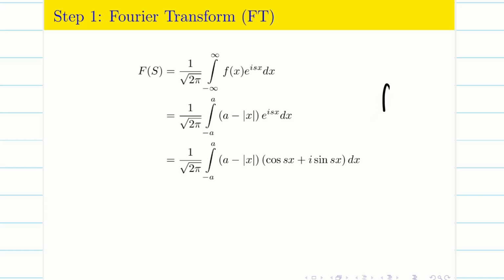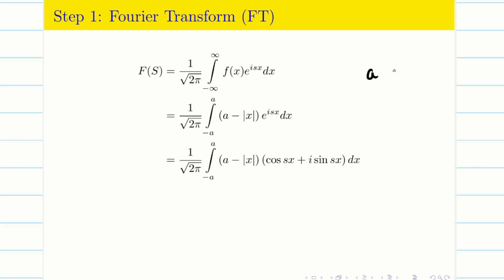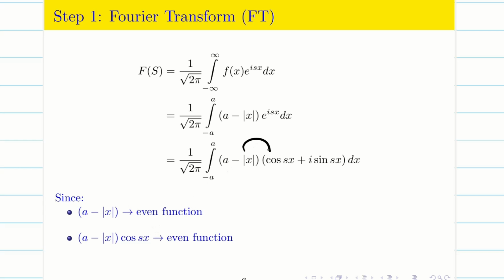And we know the property for the integral from minus a to a of f of x dx. It will become 0 when f is odd. It will become 2 times the integral from 0 to a of f of x dx when the function f of x is even. Now we know the constant function is even. Mod x is also even. Therefore a minus mod x is also an even function. A minus mod x into cos sx, even into even, is also an even function. And a minus mod x into sine is even into odd, which is going to be an odd function. Whenever the function is odd on the interval minus a to a, the integral is going to be 0.